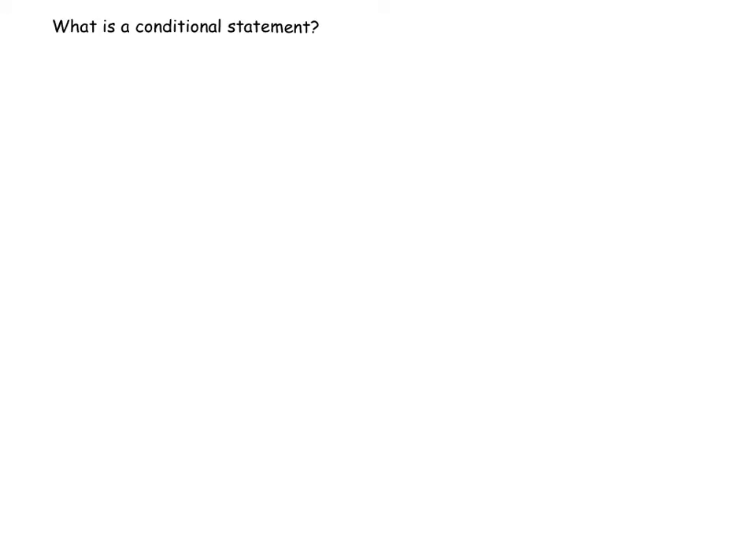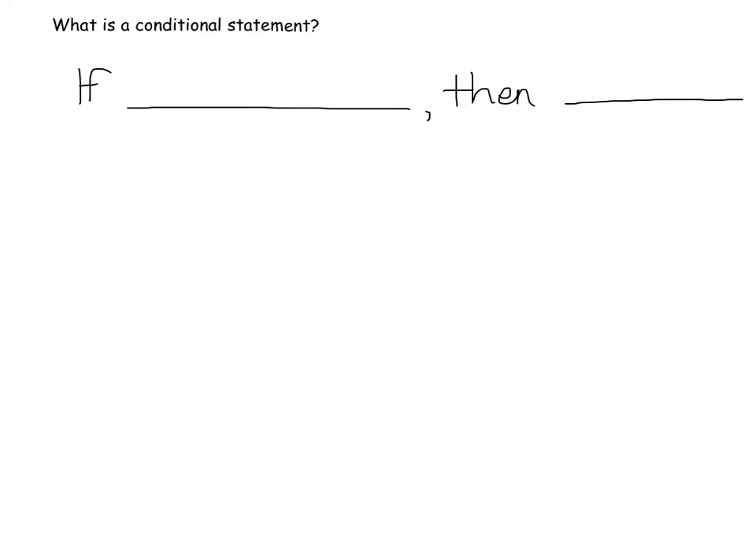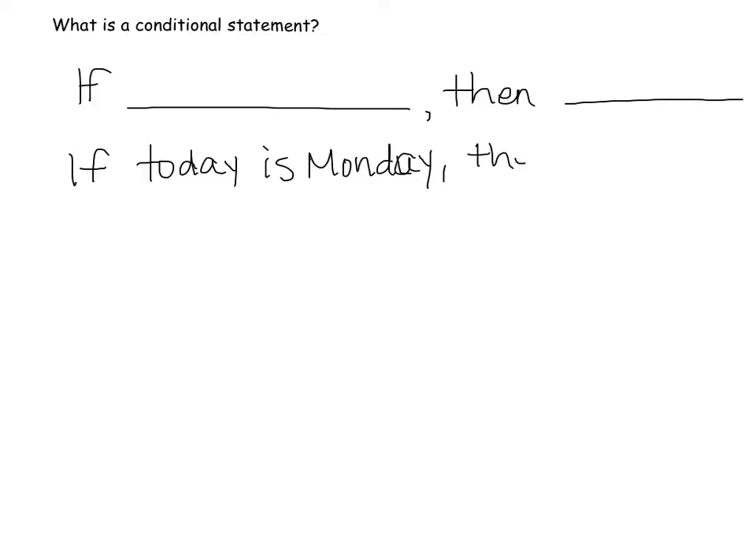Well, first thing we need to know is, what is a conditional statement? Well, a conditional statement is just a statement that has an if, followed by a statement, and then a then, followed by another statement. So for example, I might say, if today is Monday, then I have soccer practice.